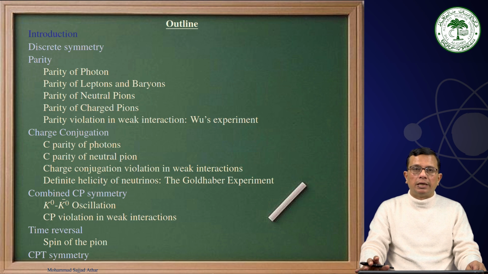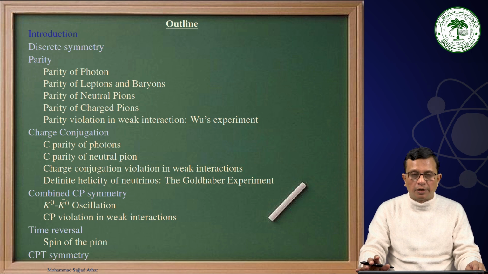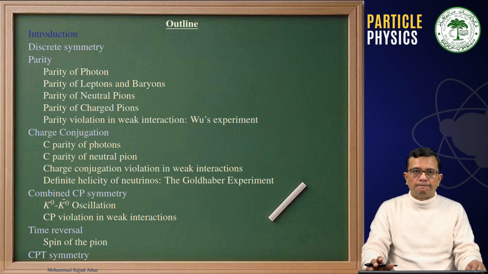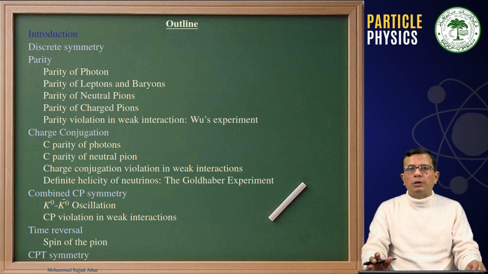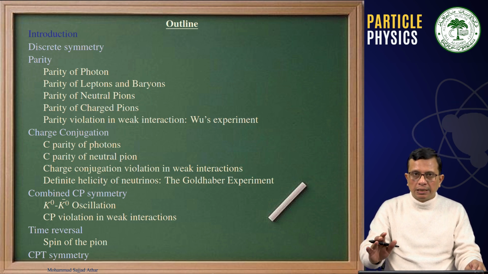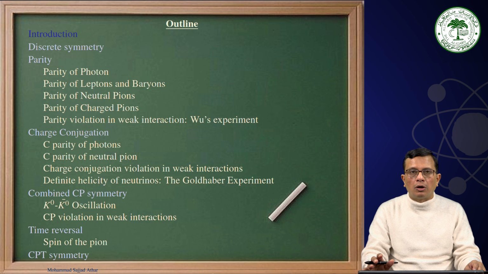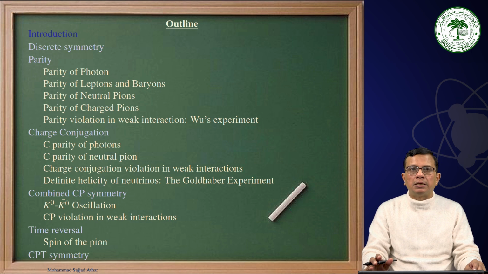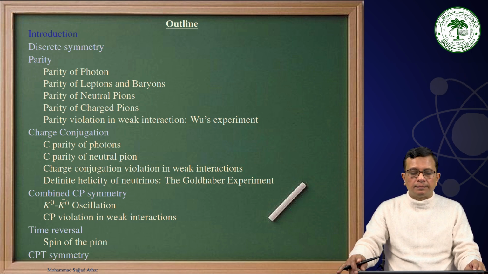Then time reversal, and how using the concept of time reversal, the spin of the pion is determined. And I will also talk about, in one of the classes, what will happen if there is violation of time reversal operation, how we can understand the consequence of that. Because when we are talking about CPT symmetry, and in the standard model CPT is an exact conservation law, if CP is violated and CPT is conserved, then that means T has to be violated. Therefore, we will discuss that.